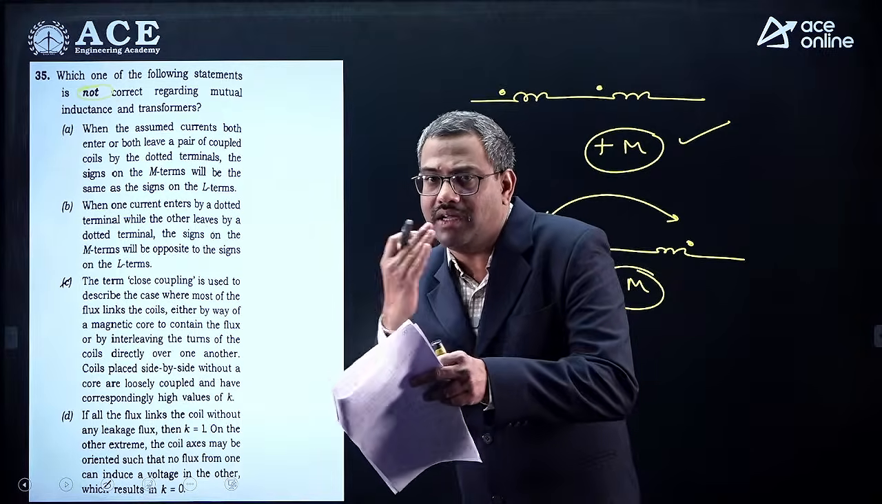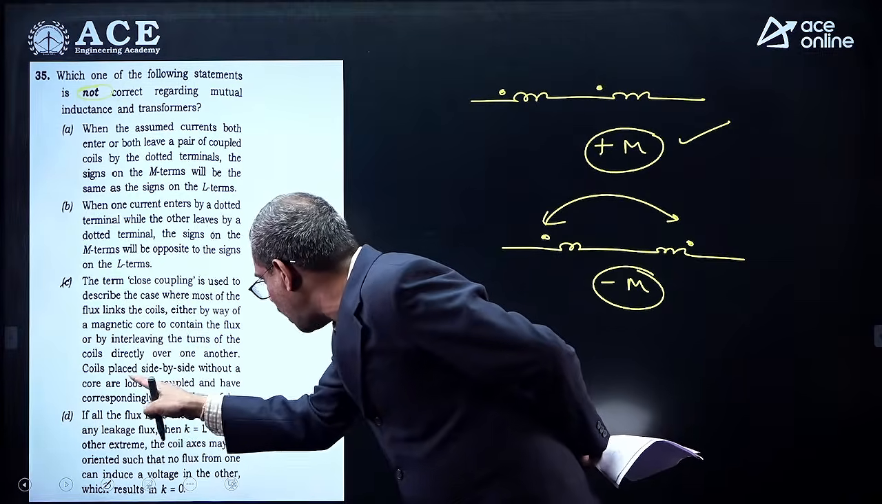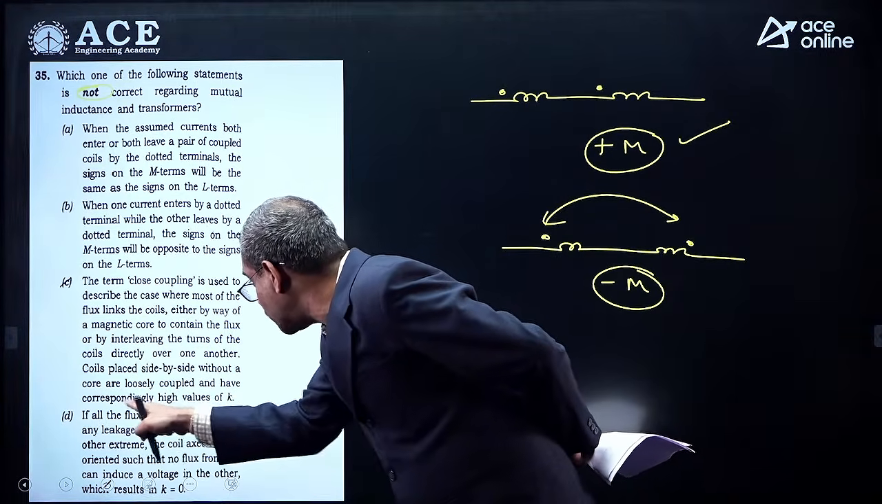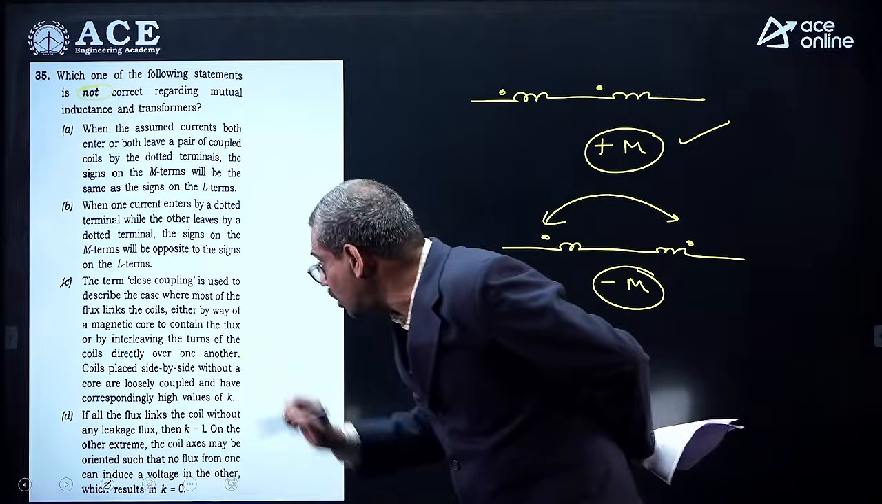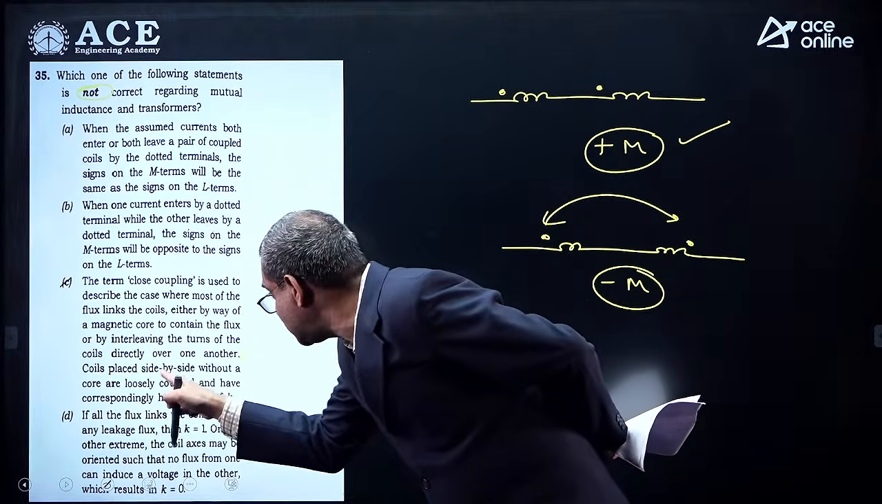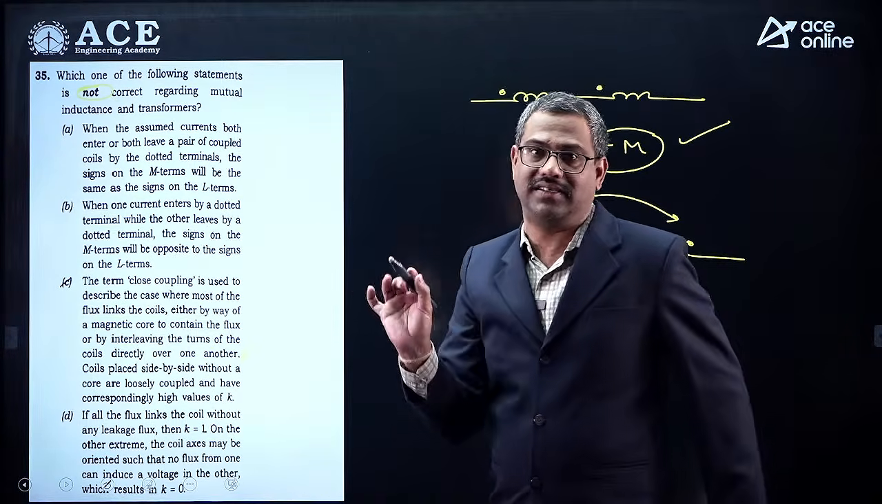In a transformer, we interleave the primary and secondary. "Coils placed side by side without core are loosely coupled and have corresponding high value." See, until here the statement was good, but here this is a controversial statement. Coils placed side by side without core and loosely coupled have high value of K is meaningless.